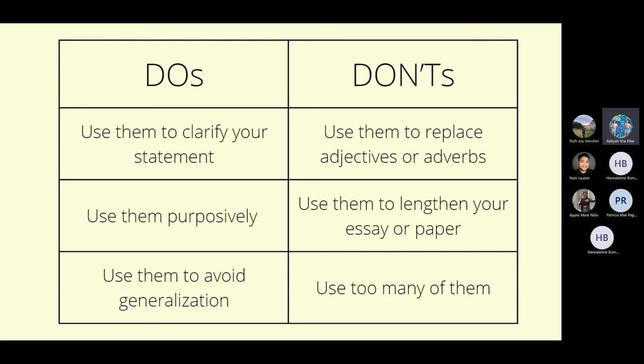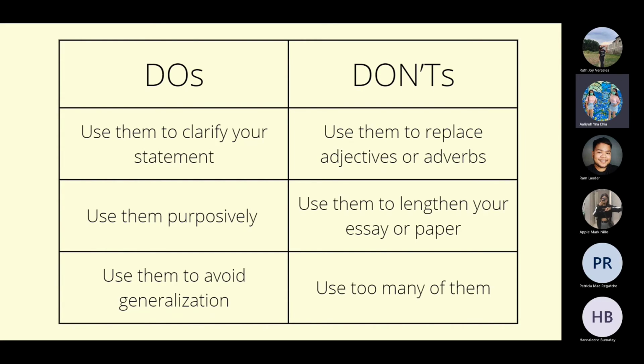What are the do's on how to use qualifiers? First is to use them to clarify your statement. We need to clarify our statement so that we can avoid misunderstanding, or the communication or the sentence might be confusing. We need to clarify our statement by saying it again in a new way and adding more details.